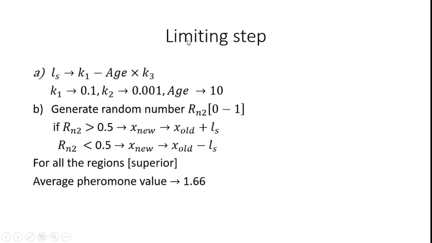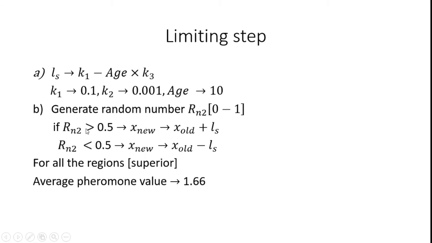Here, what is the limiting step? In that, the notation LS is equal to k1. Here the notations are utilized for identifying the next point: k1, k2 and H, right? Here k1 is equal to 0.1, k2 is equal to 0.001, and H is equal to 10. For that reason, I generate a random number, lying between 0 and 1, for going to the next step. Here I generate the random number.